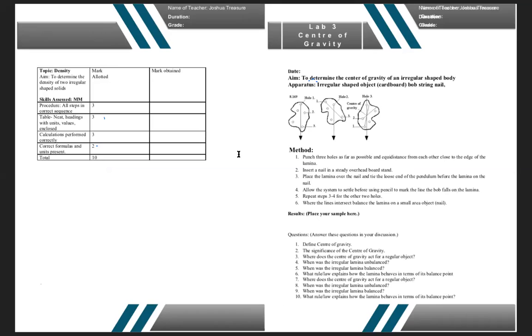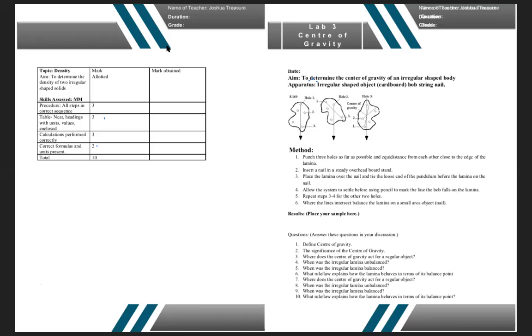Next one, center of gravity. Were there any misconceptions here? Was there any misconceptions? Yes or no? Sir, for 4 and 5, the way we did it, we set it on the nail while we did find the middle, the center of gravity.